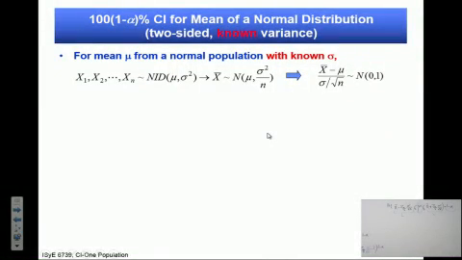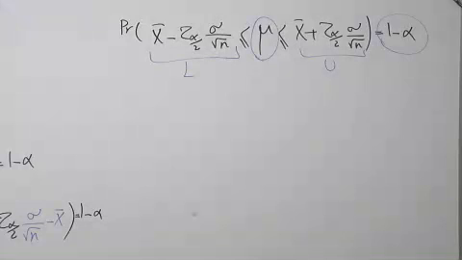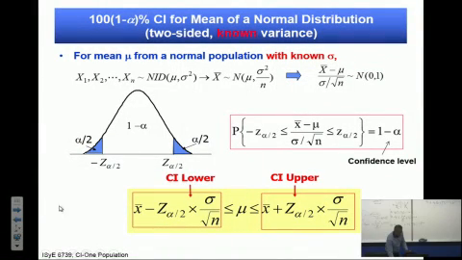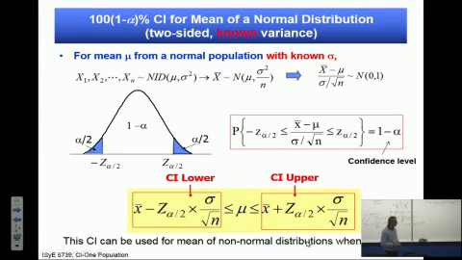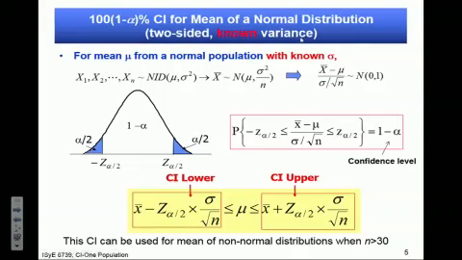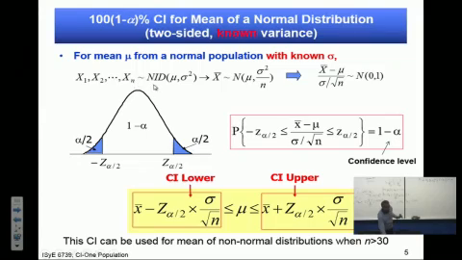Okay, does it make sense? So what you get is this term as the lower bound, and this term as the upper bound, with a confidence of 1 minus alpha. The main assumption is a normal distribution. However, if x doesn't follow a normal distribution, but your sample size is large enough, like greater than 30, then you can use the central limit theorem and still get the same confidence interval.